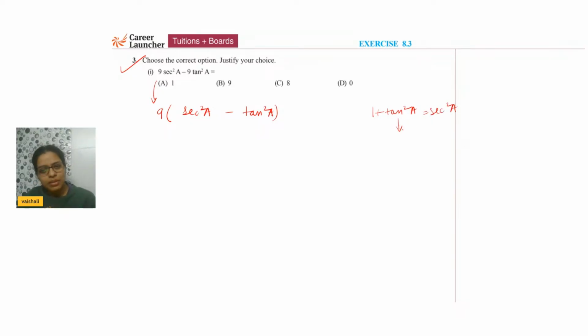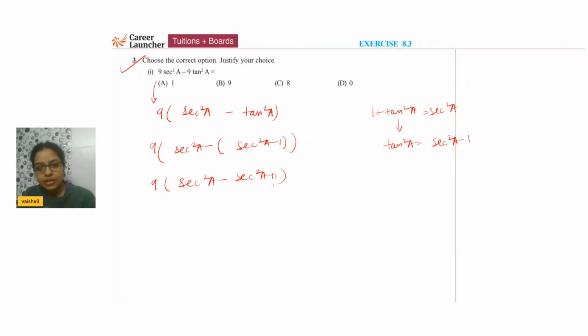So it means what will be my tan? Tan square A will be secant square A minus 1, and this is what I'm going to substitute in this expression itself. So secant square A minus, secant square A minus 1. Now we are just going to open up the bracket and simplify this. And if you see, secant square A is getting cancelled, thus we are getting 9 as the answer. So option B is correct. In justification, we can say that with the help of these formulas, I am getting a particular answer, which is option B. I hope this question is clear to all of you.